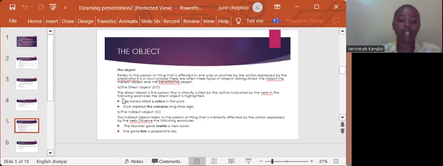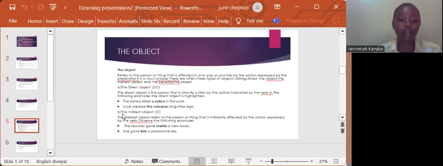The direct object is the person or thing that directly suffers the action indicated by the verb. In the following examples, the direct object is highlighted. The first one, the lion killed a zebra in the park. The object in this sentence is a zebra. The second one, God created the universe long time ago. The object in this sentence is the universe.